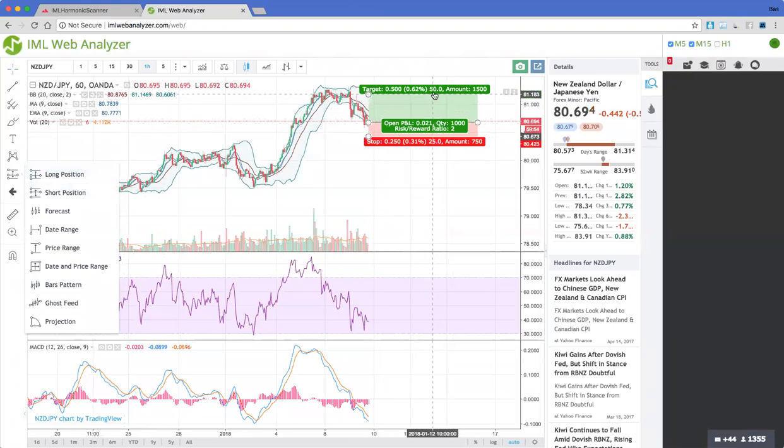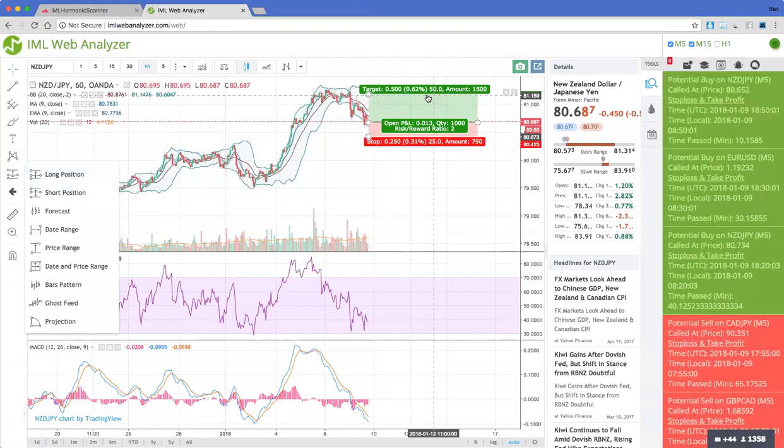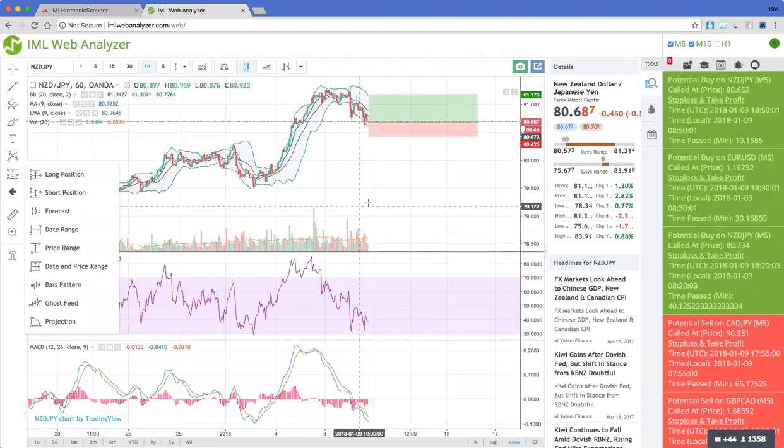So here we are talking about 50 pips. It's actually around €5, and minus €2.50 for every €100 in your account if you're using 0.01 lot per €100 in your account.